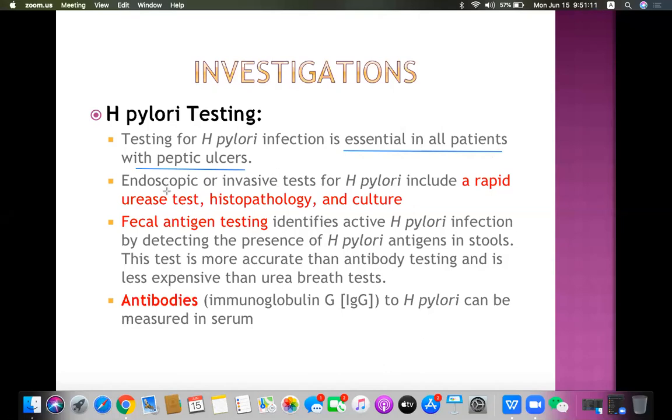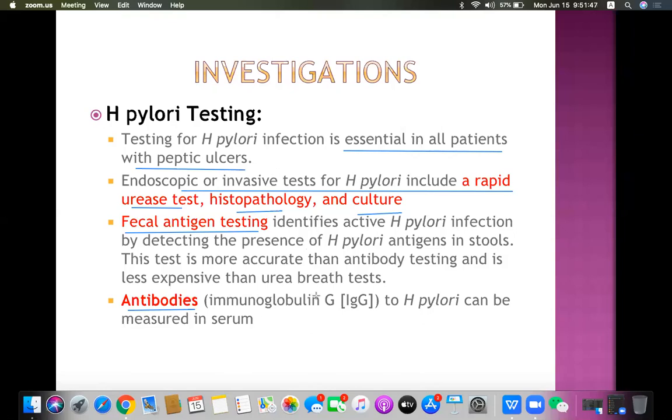Endoscopic or invasive tests for Helicobacter pylori include a rapid urease test, histopathological exam, and culture, as well as fecal antigen test and antibody. Now see that if you list them one after the other, you can give numbers here. Rapid urease test, number 1. Histopathology, number 2. Culture and sensitivity test, number 3. Fecal antigen test, number 4. And antibody test, number 5.